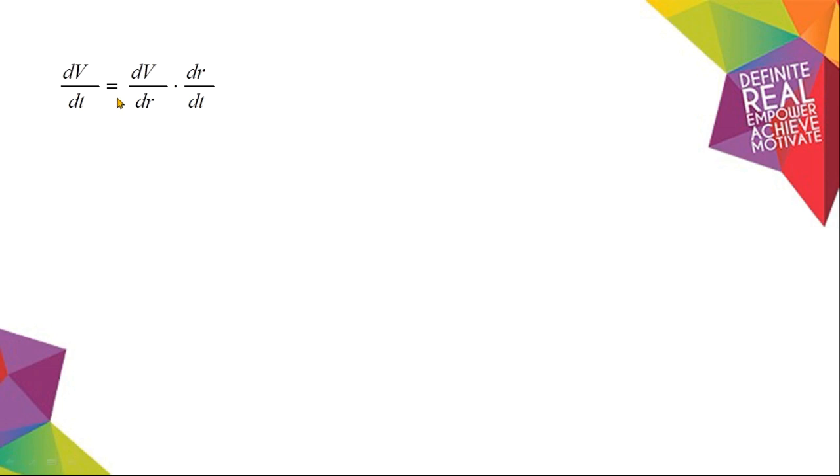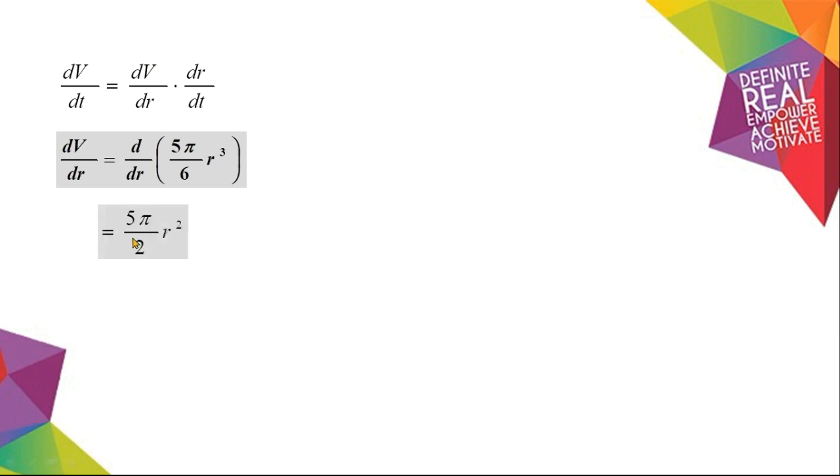Okay, now we think about the relationship between dV/dt, dV/dr, and dr/dt, and it shows that dV/dt equals dV/dr times dr/dt. Since dV/dr is the first derivative of V with respect to r, and we already know that V equals 5 pi/6 times r cubed, we can directly obtain the first derivative, which equals 5 pi/2 times r squared. This is dV/dr. In the question, we already know that dV/dt equals 4 cm cubed per second.